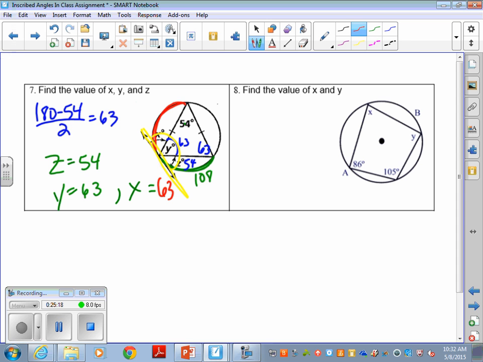All right, we know we can do 8 mentally, right? We should know these automatic now. X is 75 because it's opposite the 105, and Y is 94, opposite the 86.